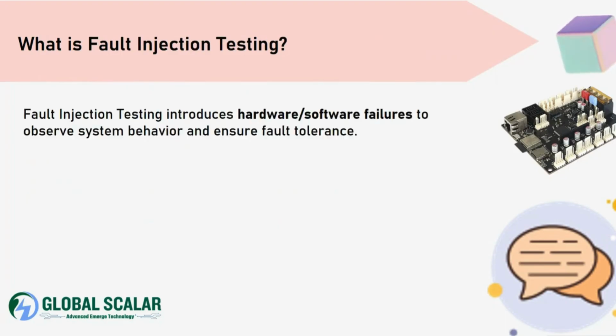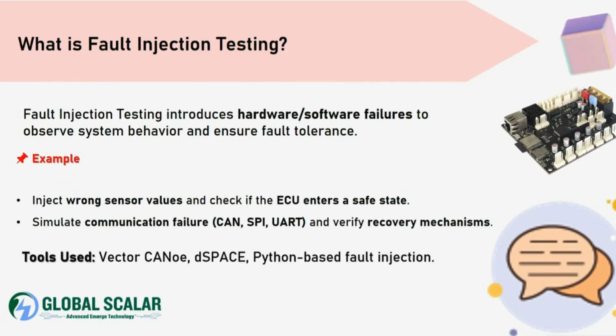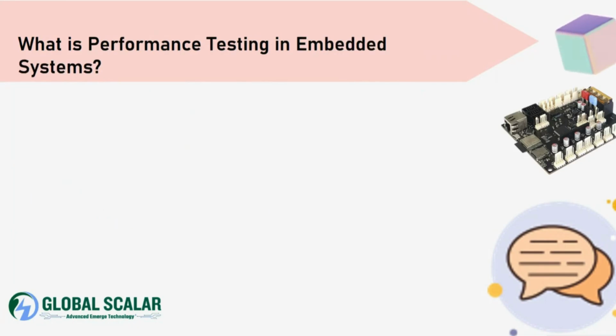What is fault injection testing? Fault injection testing introduces hardware and software failures to observe the system behavior and ensure the system is able to tolerate the fault conditions. Examples: incorrect functionality can be validated by injecting a wrong sensor value and checking that the ECU is able to enter into the safe state during the fault condition, and simulating communication failures via protocols like CAN, SPI, UART and verifying the recovery mechanism. Tools used for fault injection testing: Vector CANoe, dSPACE, and some Python-based tools for fault injection with the help of automation tools.